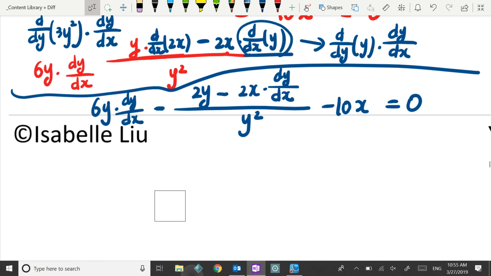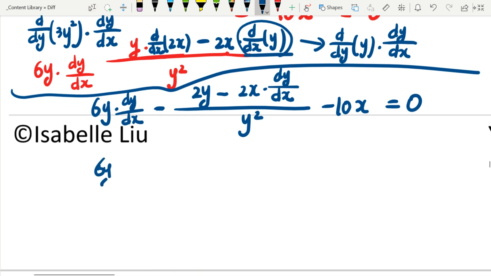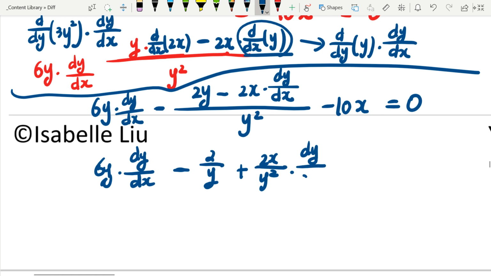So simplify that a little bit. 6y dy dx minus, we have 2y over y squared, that's 2 over y, plus 2x over y squared times dy dx, minus 10x equals 0. Let's rearrange the function a little bit.